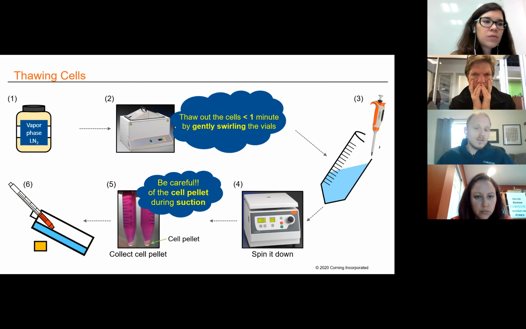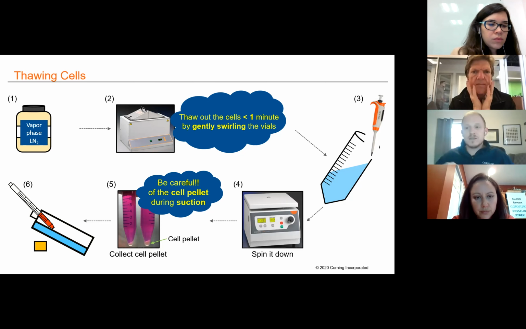For thawing these cells out, we usually thaw them in a water bath or warm water that has been taken into the biosafety cabinet. To do this, you'll typically stick your vial in that water and swirl it until you see that the cells have thawed.